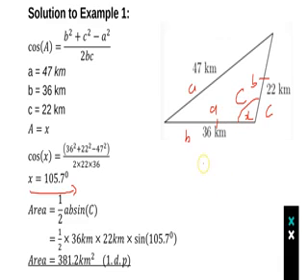So now I can apply the formula half AB sine C to find my area. So I'll say area is equal to half A, 36 kilometers, times B, 22 kilometers, times the sine of the angle which I have calculated, sine 105.7 degrees.